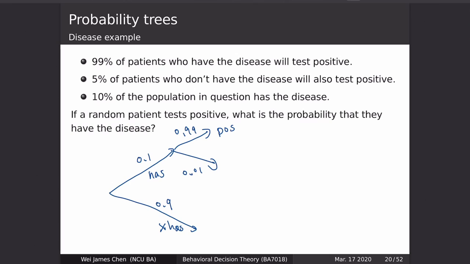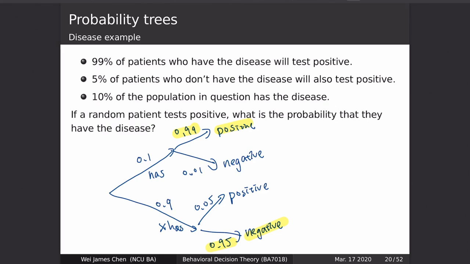Only a 1% chance it will say you're negative. The other way around, if you don't have the disease, there's still a 0.05 chance of saying that it is positive, and 95% of the chance it will tell you that it is negative, which is correct, right? So if you look at the probability of giving you a correct answer, that's actually pretty high. If you have the disease, 99% of the chance it will tell you that you are positive. If you don't have the disease, 95% chance it will tell you it is negative. So it seems like this test is already pretty good, but is it really good though?